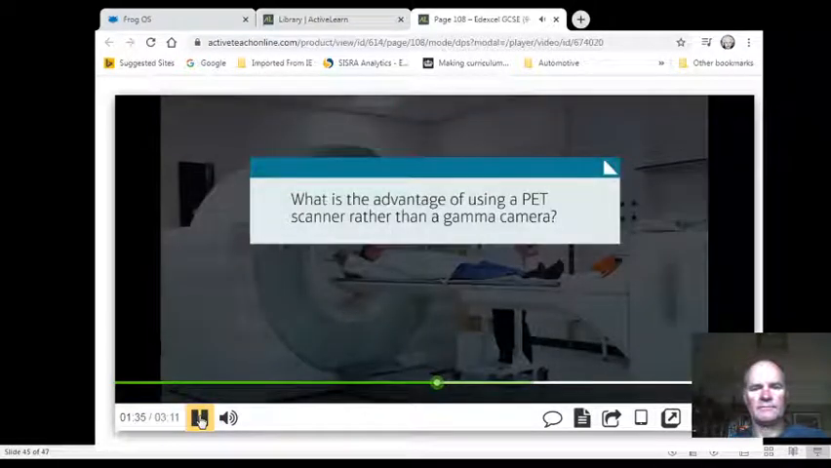What is the advantage of using a PET scanner rather than a gamma camera? A gamma camera is simply gamma detectors. A PET scanner is rather more elaborate.